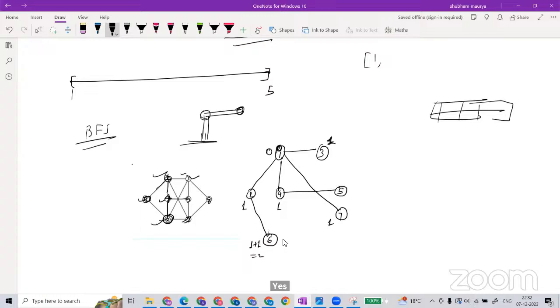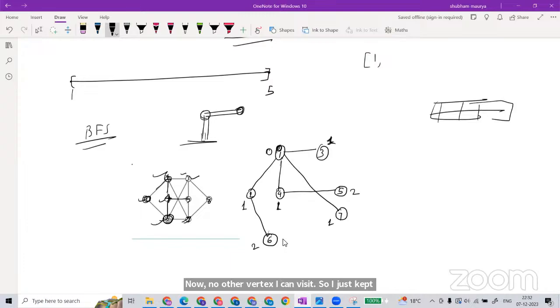What is the level of 5? Whatever the level of this one, add 1. So 1 plus 1, which is 2. So the level of 5 is 2. Similarly, the level here is already 2. We have this noted here. Now this has level 2. Now no other vertex I can visit, so I just kept it in mind.